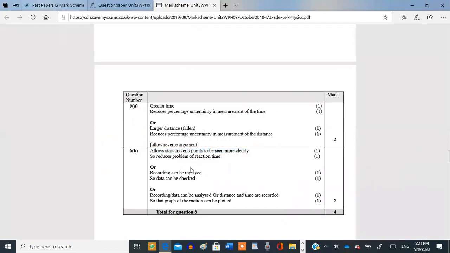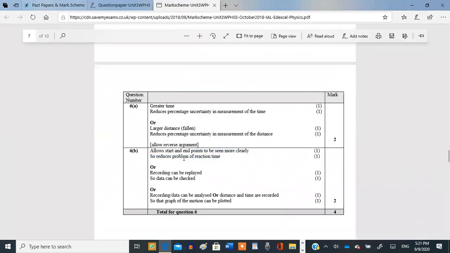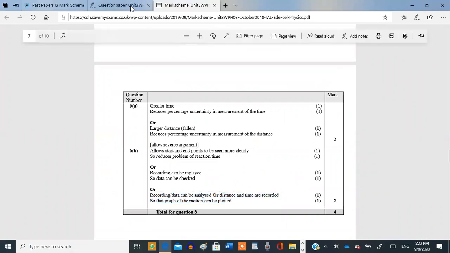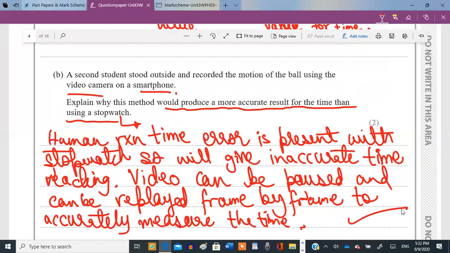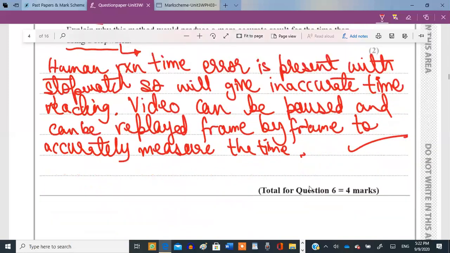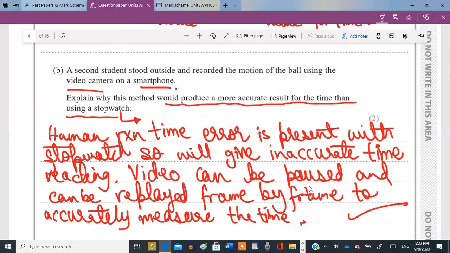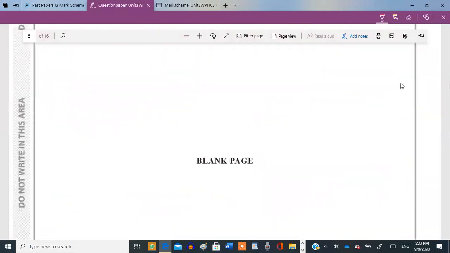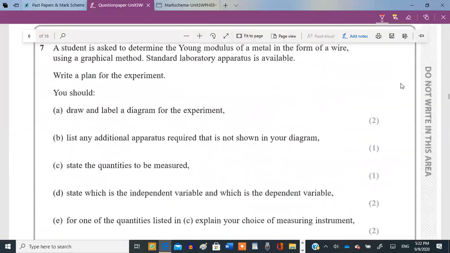Start and end points can be seen more clearly, which reduces the problem of reaction error. Recording can be replayed, so data can be checked. Recording can be analyzed, so a graph of motion can be plotted. We actually got the marks. These are the valid points that do match the marking scheme, okay? These are in accordance with the marking scheme, but it's better to go with the wording of the marking scheme as well, if you want.